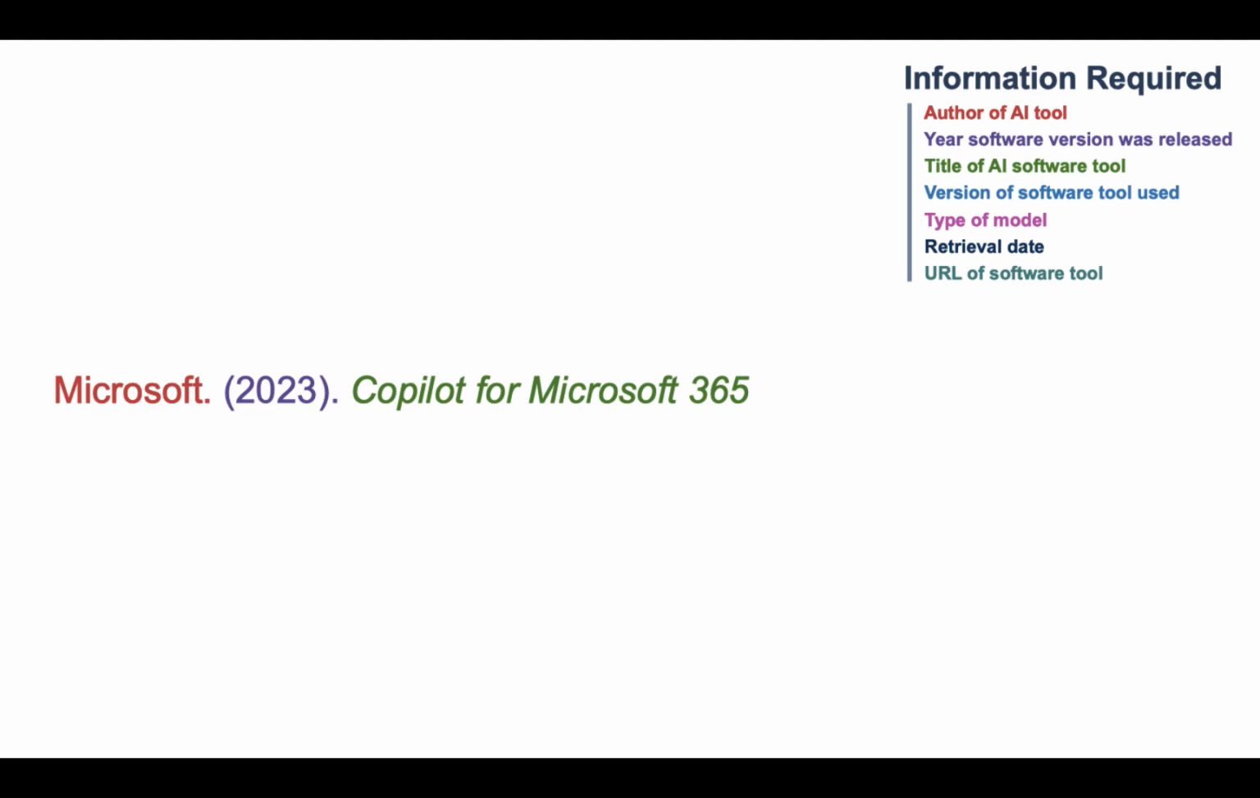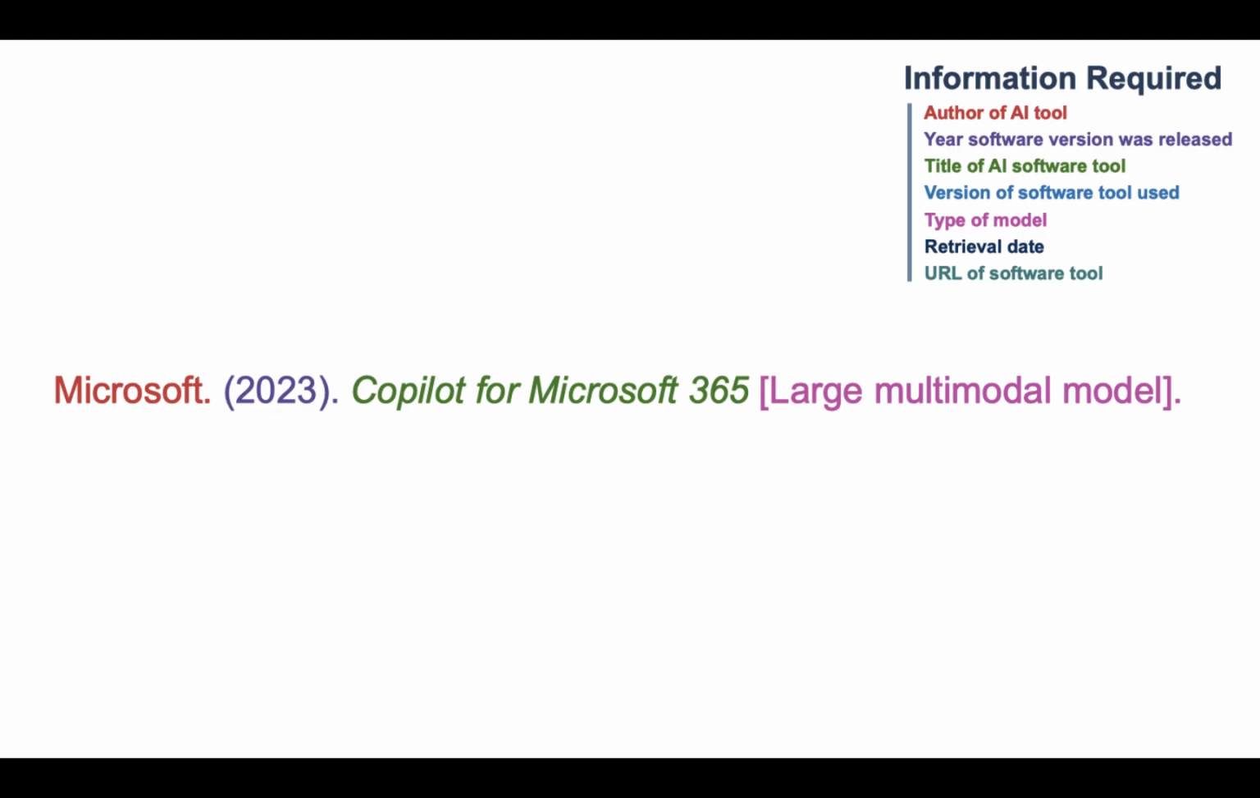Next comes the type of generative AI model being used. Copilot is marketed by Microsoft as an AI companion. However, it is more accurate to describe it as a large multimodal model, as it can generate more than just text. Surround the model type in square brackets and follow with a period.